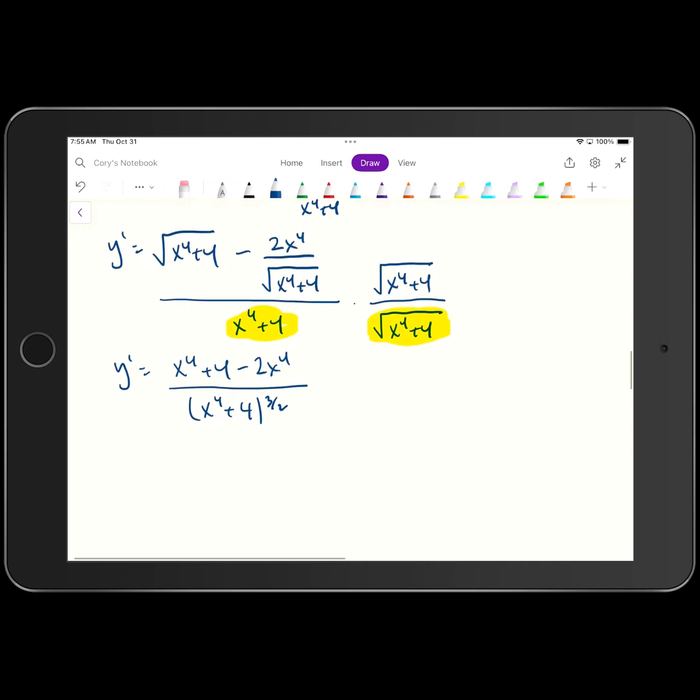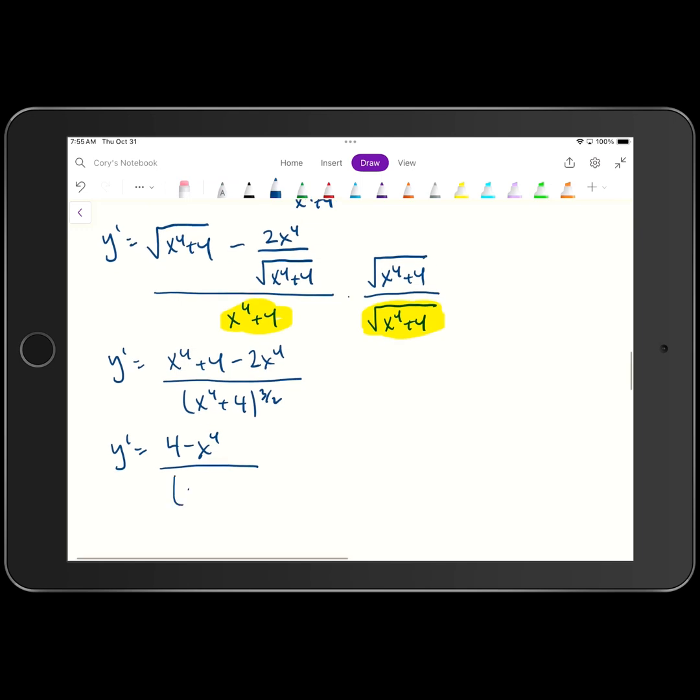Okay, so we just want to combine like terms in the numerator. So we get y prime equal to 4 minus x to the fourth power over (x to the fourth plus 4) raised to the 3/2 power. And then we just want to go through and simplify the numerator. So that numerator is the difference of two squares. It's going to factor to (2 plus x squared) times (2 minus x squared). The denominator is going to be (x to the fourth plus 4) raised to the 3/2 power.